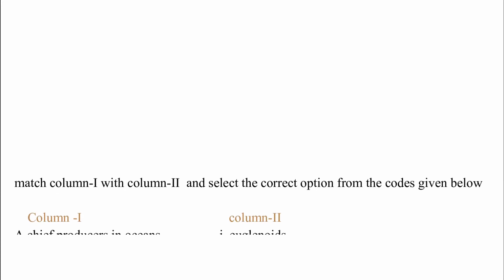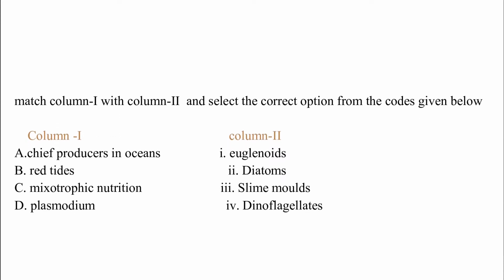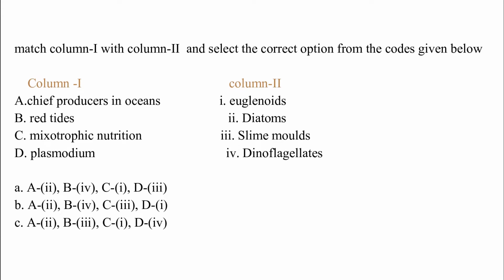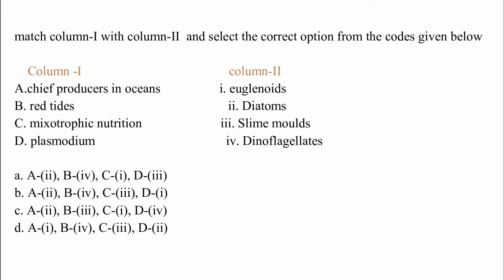Match column I with column II and select the correct option from the codes given below. Column I: chief producer in ocean, red tides, mixotrophic nutrition, plasmodium. Column II: euglenoids, diatoms, slime molds, dinoflagellates. The correct answer is option A. Chief producer in ocean matches with diatoms, red tides match with dinoflagellates, mixotrophic nutrition matches with euglenoids, plasmodium matches with slime mold.